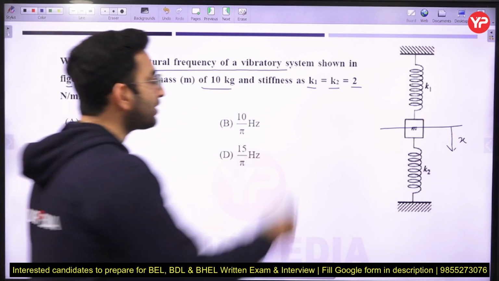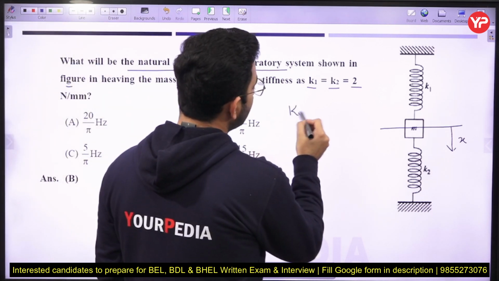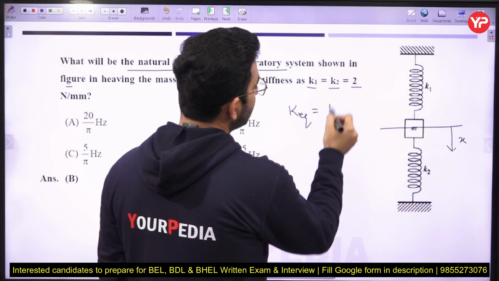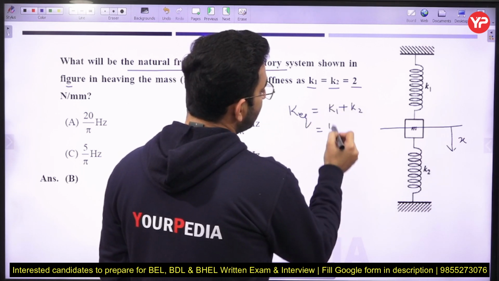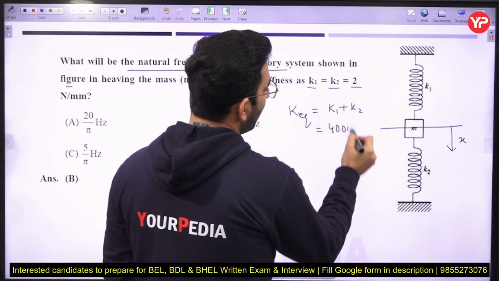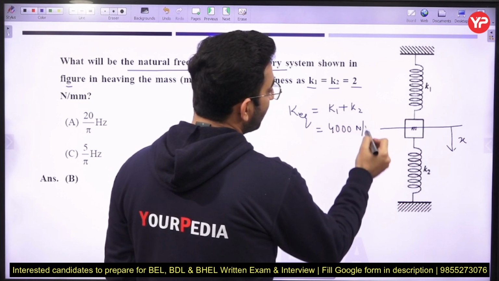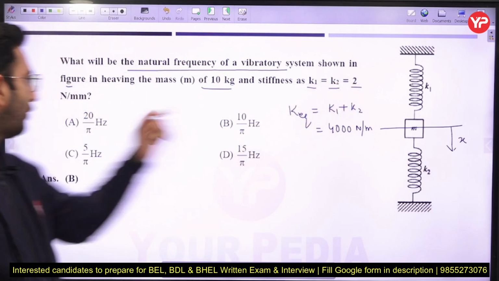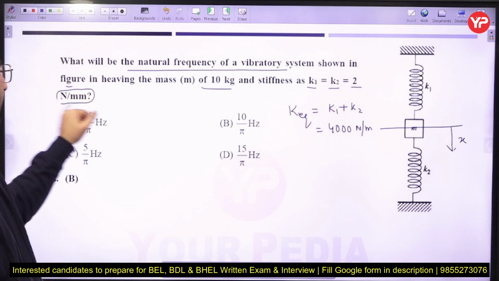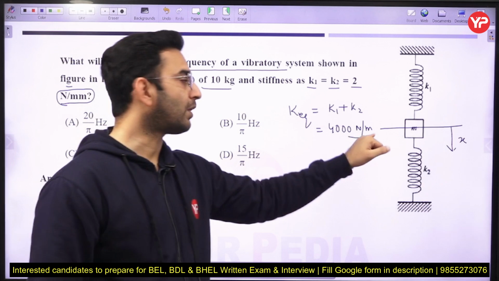In this case, the equivalent stiffness will simply be the sum of K1 plus K2. So the stiffness comes out to be around 4000 Newton per meter. 2 plus 2 is 4 Newton per millimeter, since it is given in 2 Newton per millimeter, so I have converted it into Newton per meter.